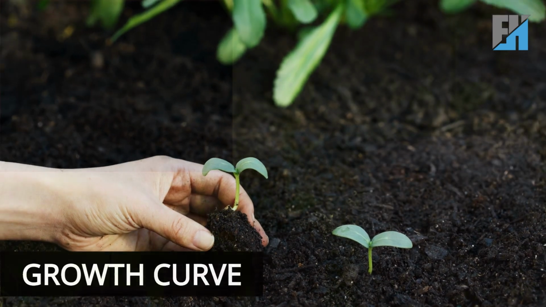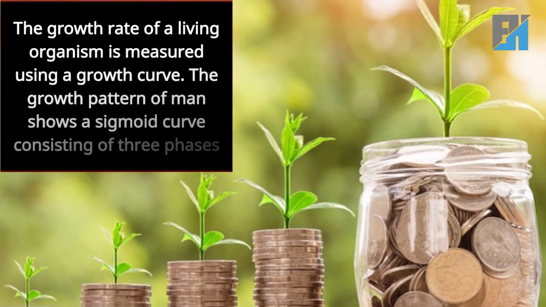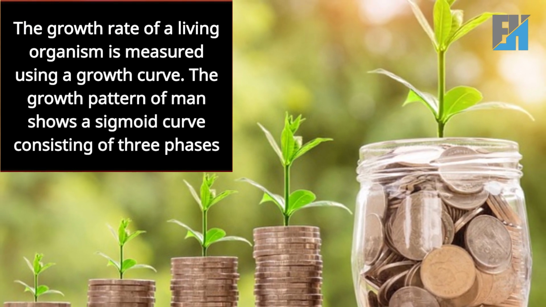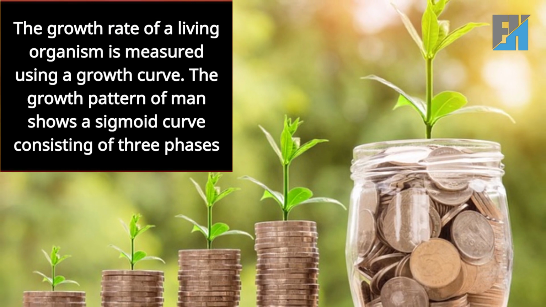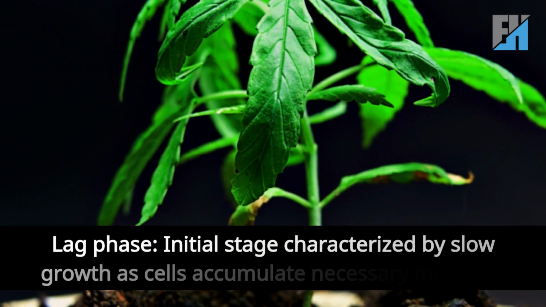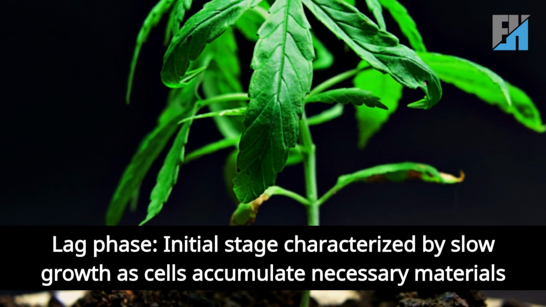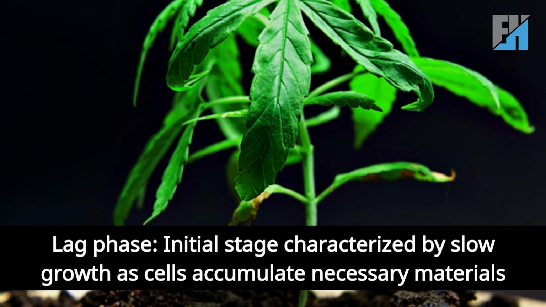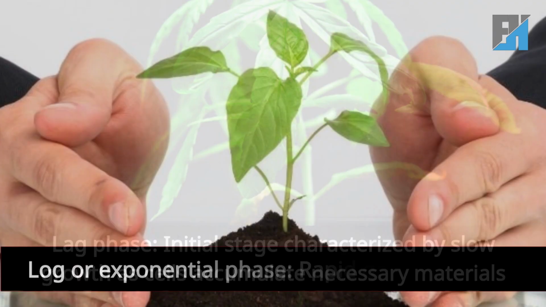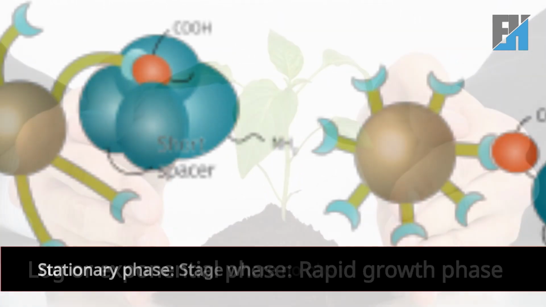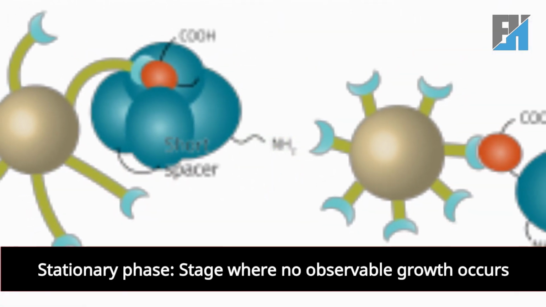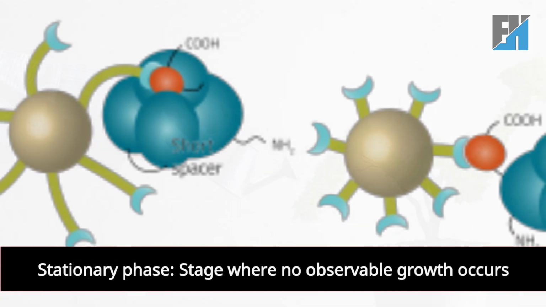Growth curve. The growth rate of a living organism is measured using a growth curve. The growth pattern of man shows a sigmoid curve consisting of 3 phases. Lag phase, initial stage characterized by slow growth as cells accumulate necessary materials. Log or exponential phase, rapid growth phase. Stationary phase, stage where no observable growth occurs.